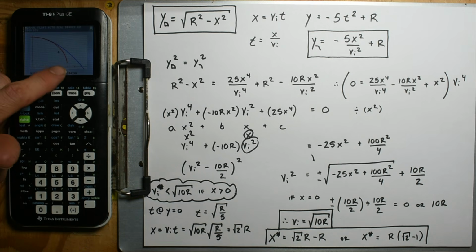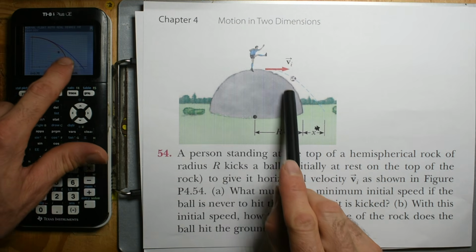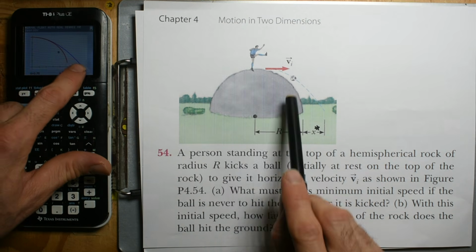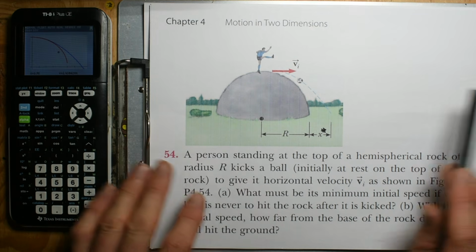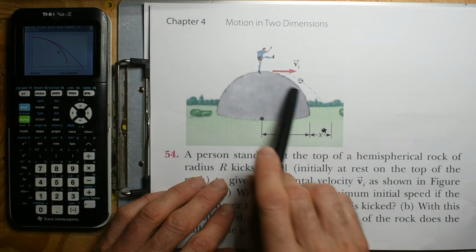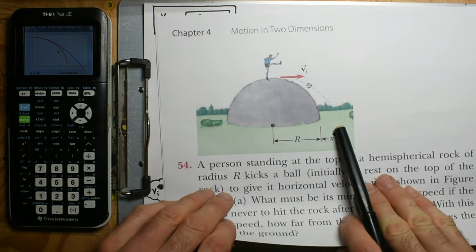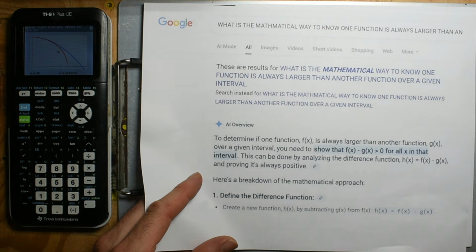The red is the hemisphere, so we're going to end with that. The red is the hemisphere of the rock, and the blue is the projectile. But this is just a conundrum because you just never know if it's going to clip somewhere else mathematically.